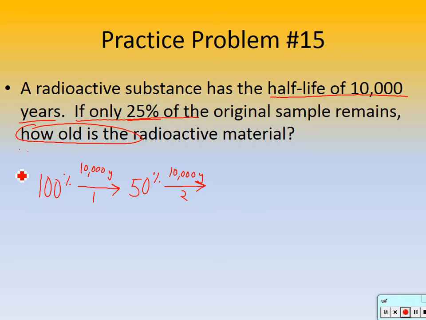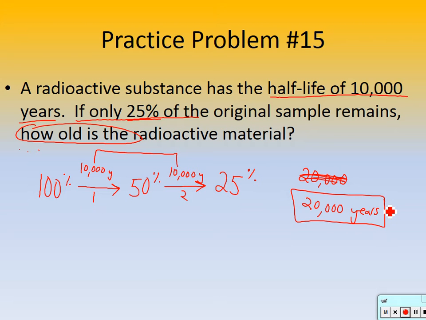So another 10,000 years. How much are we going to have? What's half of 50? 25 what? Percent. Okay, so now we have only 25% remaining. How old is that radioactive material? Yes, and then we add up the half-lives: 10,000 plus 10,000. Yeah, 20,000 years. How many of you guys got that right? Good job. Okay, 20,000 years old.